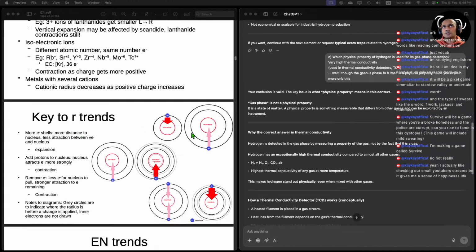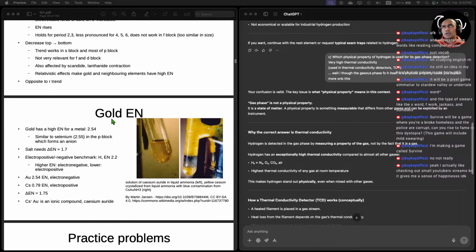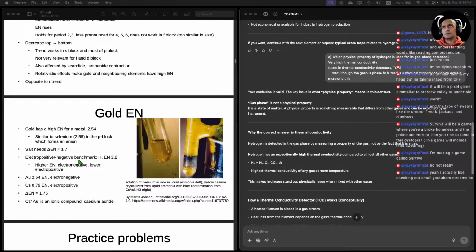Key to trends. EN trends: radius contracts, more protons are added, charge density increases. What is EN? Electronegativity? Solid needs electropositive, negative benchmark.